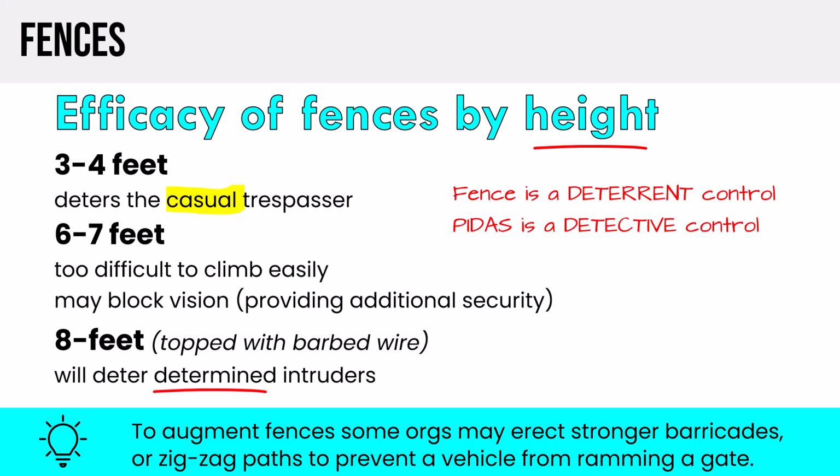But to augment fences, some orgs may also erect stronger barricades or zigzag paths to prevent a vehicle from ramming a gate. So really think of that as a layered defense, as defense in depth, where we're adding additional supporting controls, compensating controls of a fashion if we go back to our previous installment.